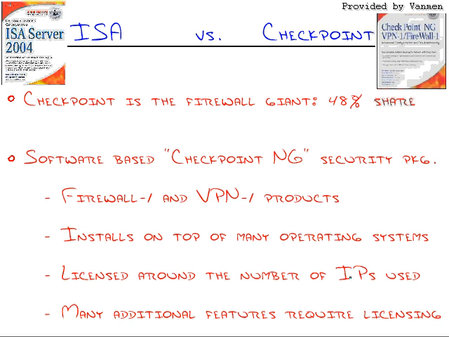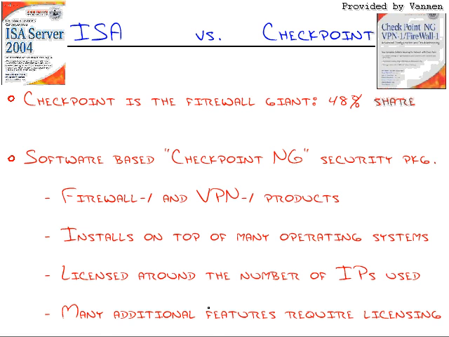So it is licensed based on how many concurrent IP sessions you have running through it. On the flip side, ISA Server allows as many sessions as that box can handle. There's no limit to IP addresses or to users or anything like that. I'll show you the two different versions of ISA Server and where those stand in the grand scheme of things. But it is an all-in-one package. You don't have to buy extra stuff.